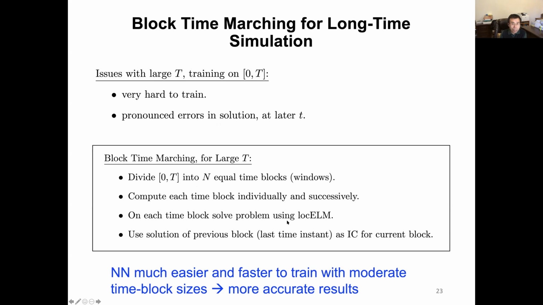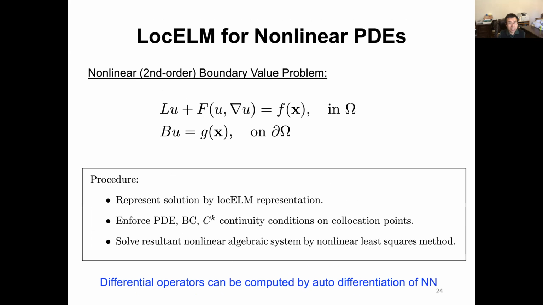On each time block, we solve the problem using the method on the previous slide. So we take the collocation points in the spatial-temporal domain, etc. And after the solution on one time block is obtained, we use the solution at the last time instant as the initial condition for the next time block. So basically, that's exactly the marching, block by block. You find that with a moderate time block size, the neural network becomes much easier and faster to train. You get more accurate results. So that's for the time-independent PDEs.